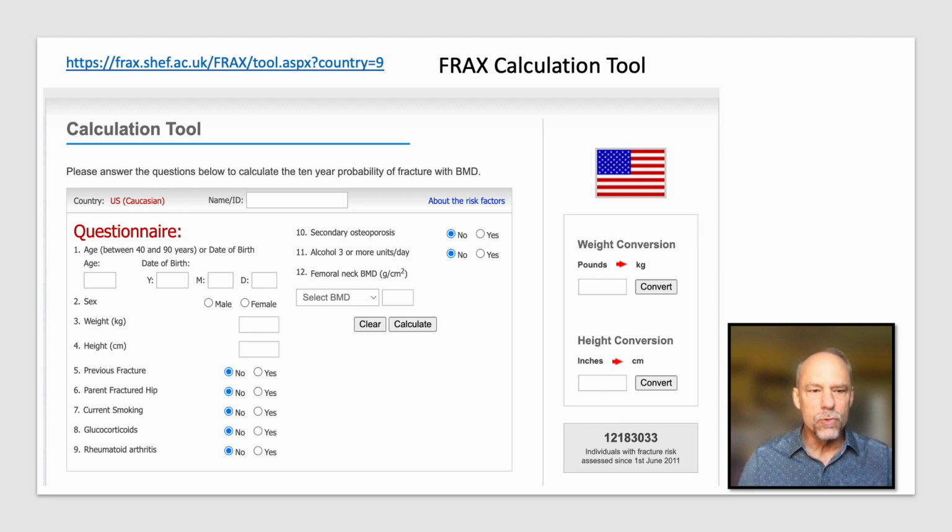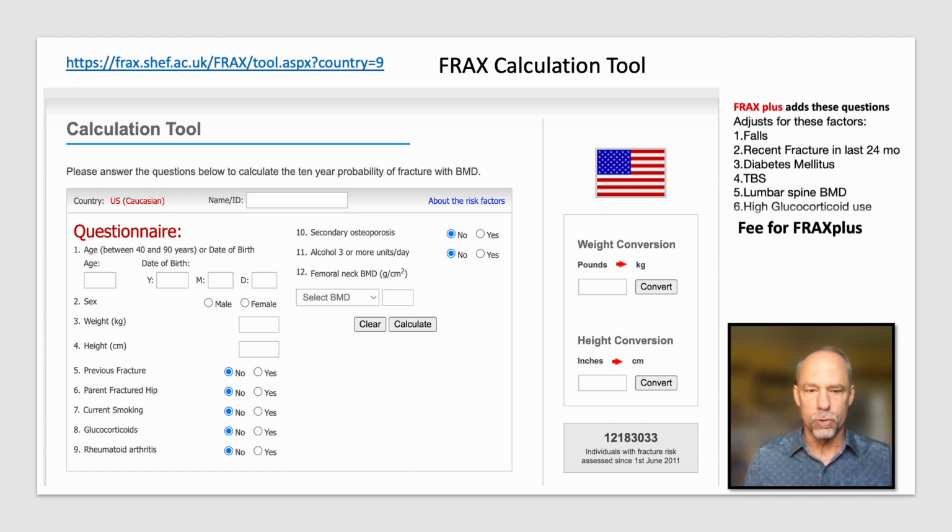This is the FRAX tool available at that website above, and you can also Google the FRAX calculation tool. So it puts in things like age and sex and weight and other things like previous fracture, parent history of hip fracture, current smoking, use of glucocorticoids, and a history of rheumatoid arthritis, along with the BMD of the hip. And this will give you the FRAX score. And again, if the score is greater than 20% risk of any osteoporotic fracture or a 3% risk of hip fracture, that's an indication for treatment.